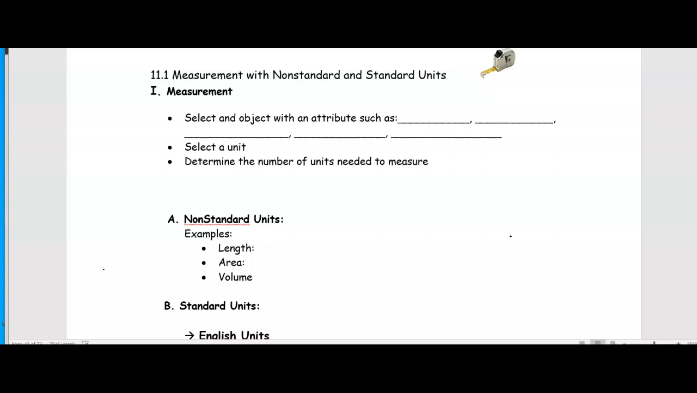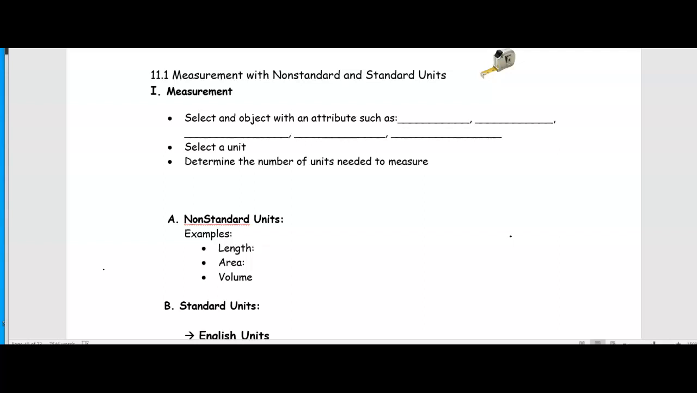Hey there, so this is an introductory video on Chapter 11, so 11.1, Measurement with Non-Standard and Standard Units. I just want to talk first about what we do when we're working with kids and we're starting to teach them how to measure things. How do we even go about that? All of us as adults have probably measured things in the past, but when we step back and think about it, what does it mean to measure something?